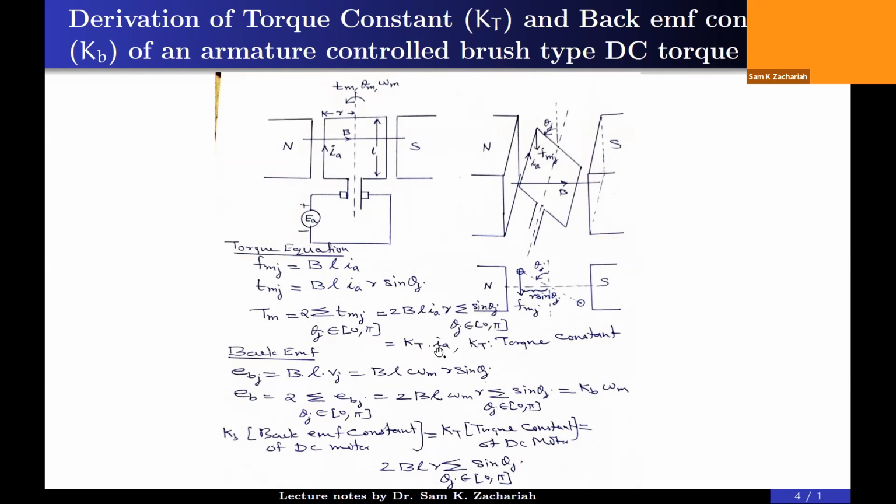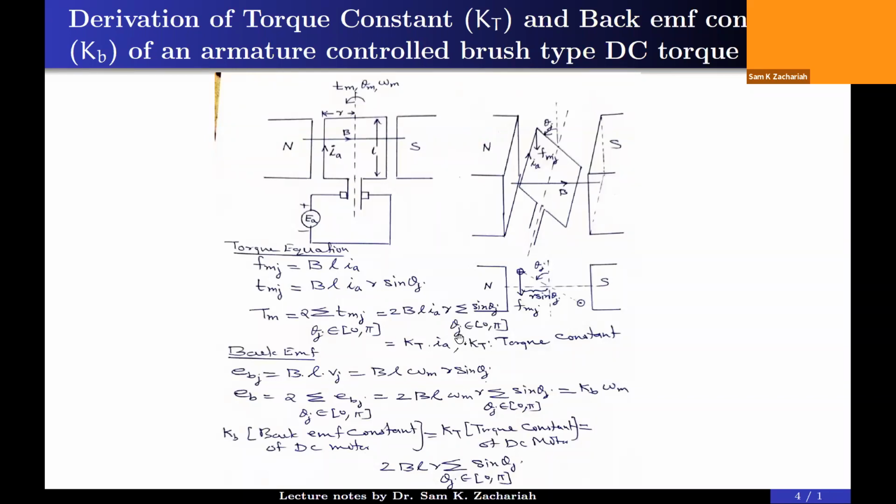Basically KT into IA. By taking IA outside, all other terms lead to a constant term KT. Isn't it? 2 is a constant, B is a constant, L is a constant, R is a constant, and sin theta j is varying from 0 to pi.